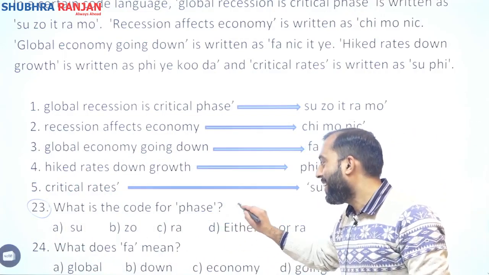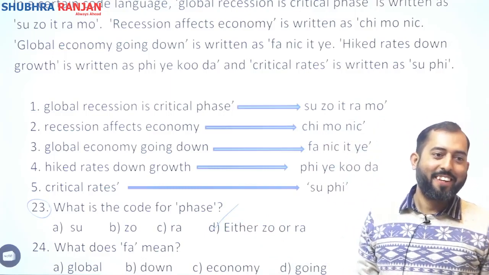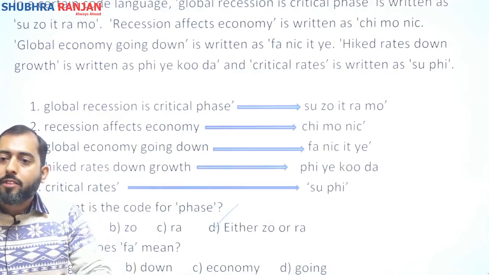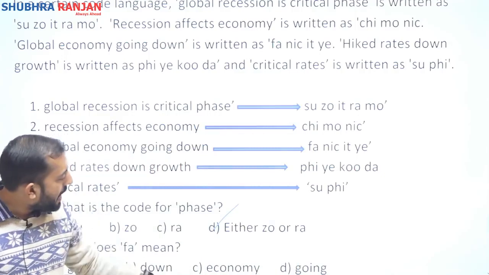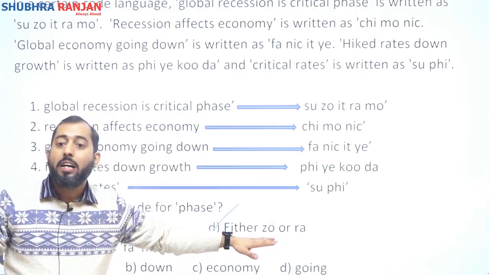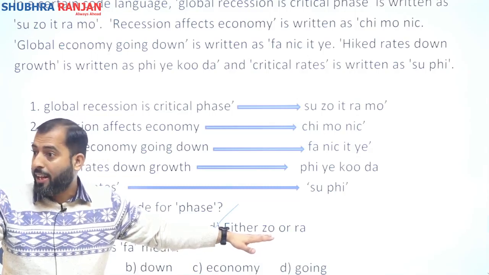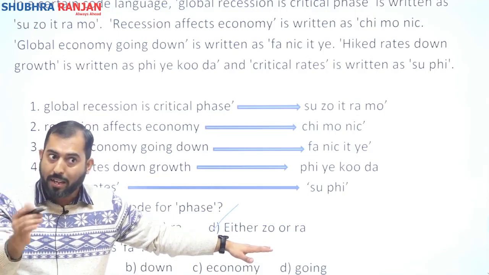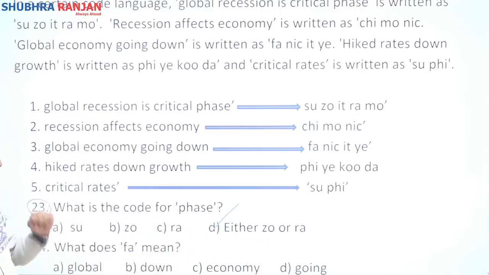Option D is the right choice. Zoo or Ra. Right. So if there is any kind of ambiguity, the examiner will give you these kinds of options: data insufficient. Either option A or option B. If more than one possibility is there, either option A or option B, like this. Okay, let's talk about this problem.